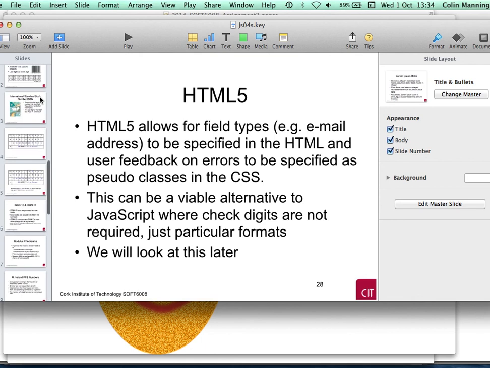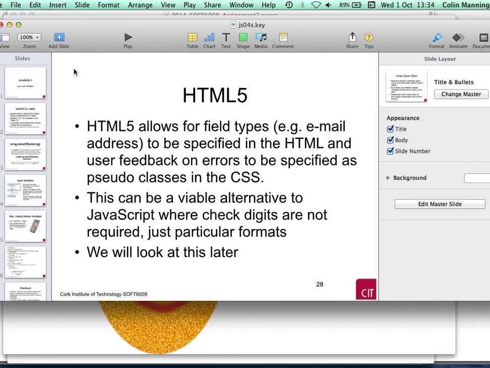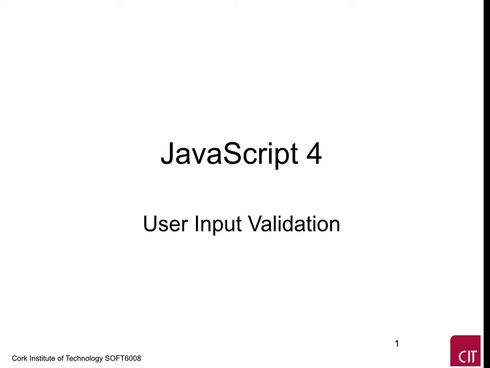So what I want to talk about now today, and probably the next class, is using JavaScript for user input validation. So that's another thing we use JavaScript for. One thing we use JavaScript for is changing the appearance of the page, and user input validation is all about checking what the user has put in and that it makes sense before you send it off to the server.